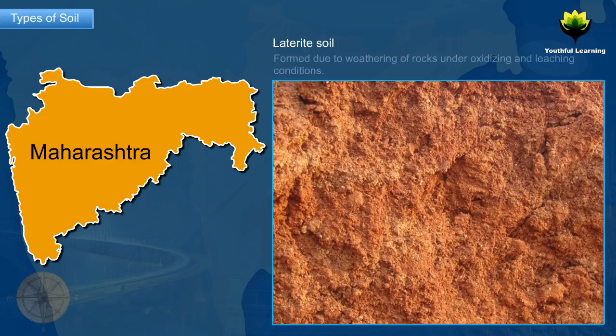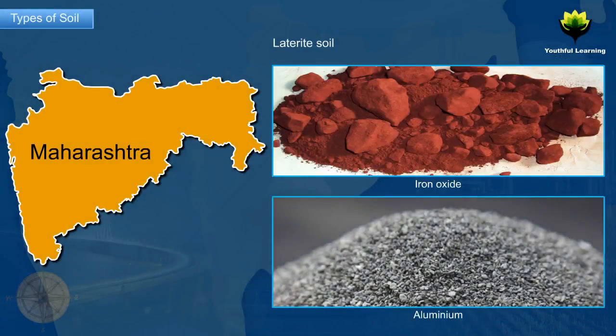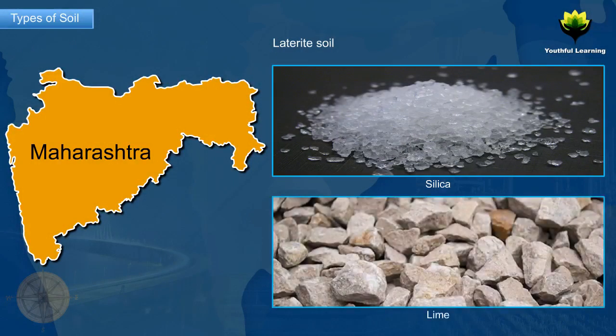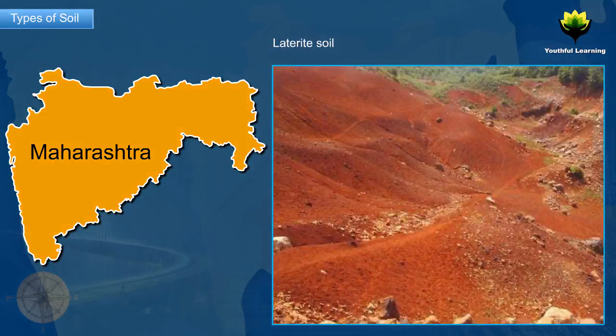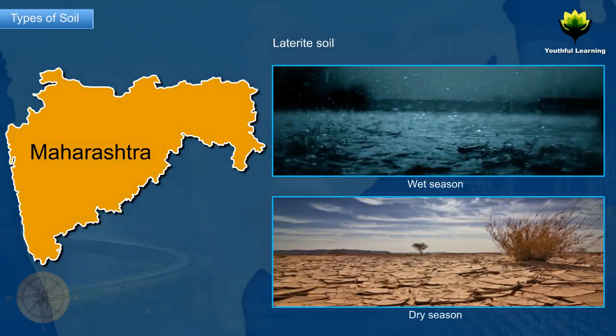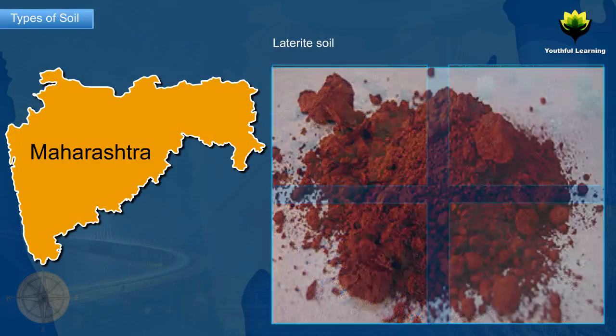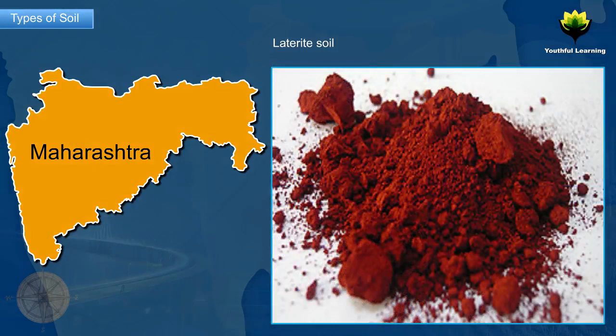Laterite soil. Laterite soil is formed due to weathering of a variety of rocks under oxidizing and leaching conditions. It is rich in iron oxide and aluminium and deficient in silica and lime, which are washed away during leaching. The formation of laterite requires repetition of wet and dry season. Nearly all laterites are rusty red in color because of iron oxides. Laterite is porous and clay-like.